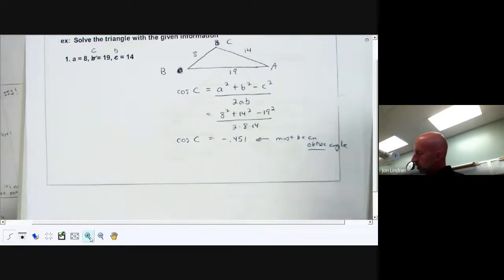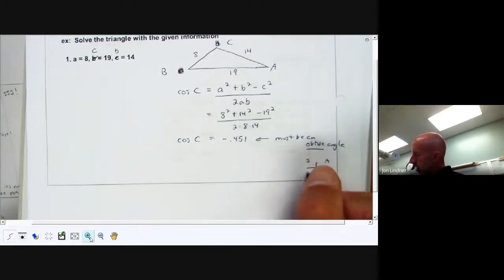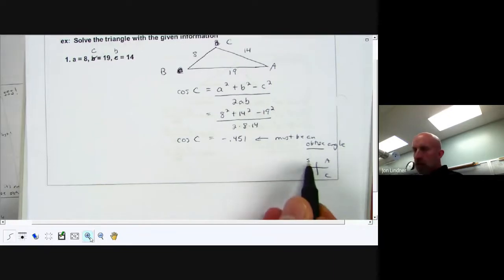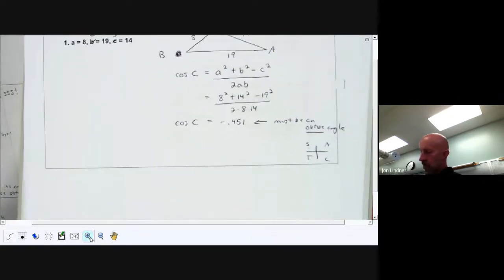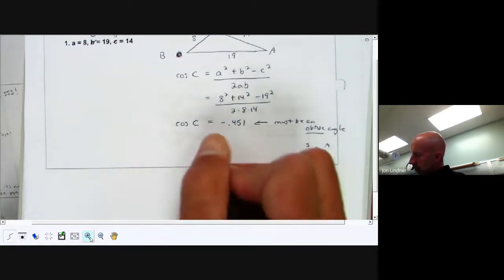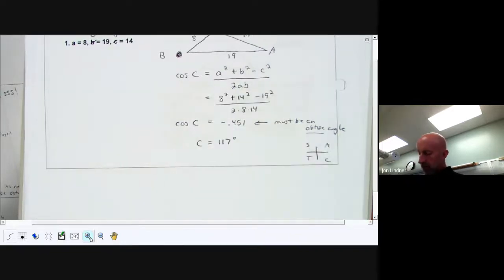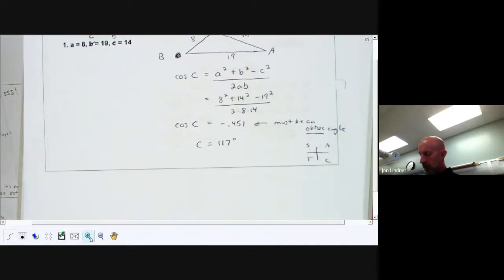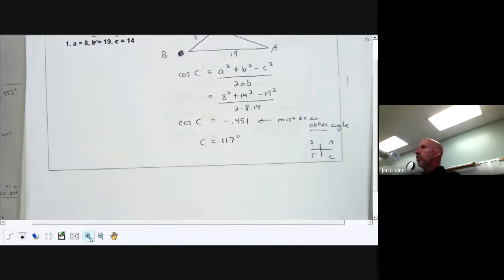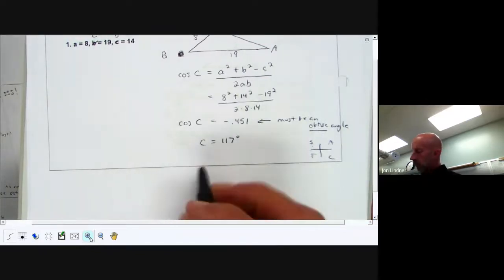And the reason we know that is because of "all scholars take calculus." Cosine is negative over here in the second quadrant. All right. So when I do second cosine with my calculator, I find out that C is equal to approximately 117 degrees. All right. Now, when we think about triangles and obtuse angles, a triangle can only have one obtuse angle. There can only be one obtuse angle in a triangle. So that means we don't need to do any subtraction here. We don't need to find another triangle. We just need to find the other information.